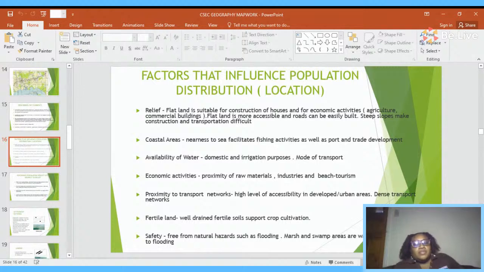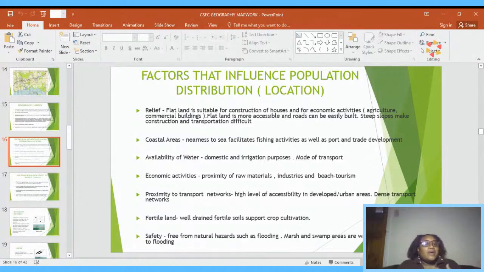Okay. So, factors that influence population distribution, meaning the spread of population over an area where people are located. You're going to have things like your relief, the relief of the land, and we talk about relief being the change in the slope of the land. And of course, it is easier to build on flat land as opposed to land which is steep, making it more difficult for construction on a steep slope and also more costly.